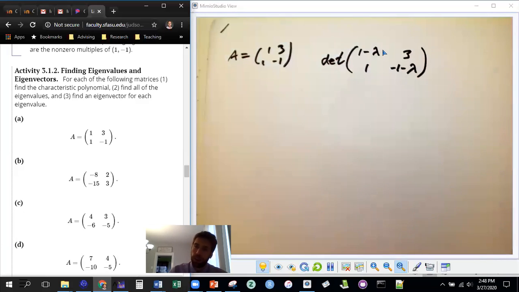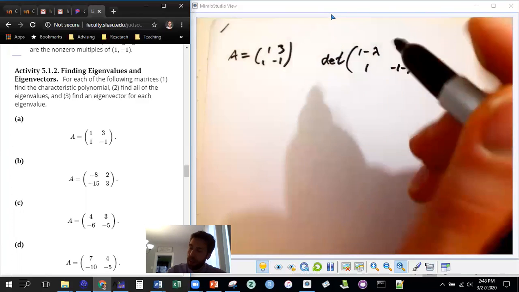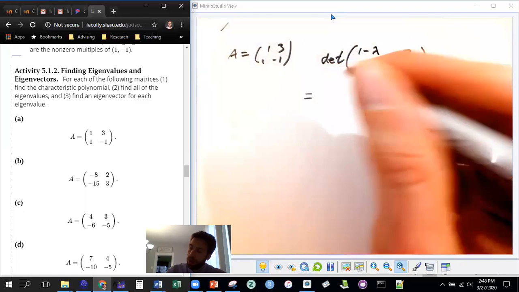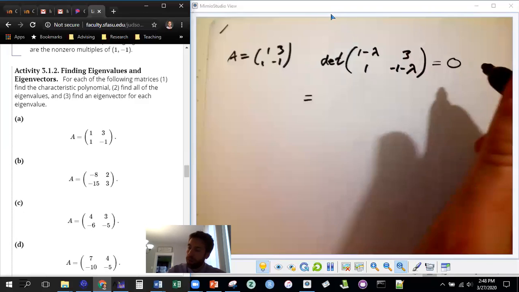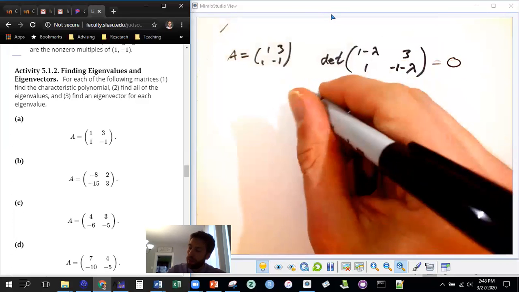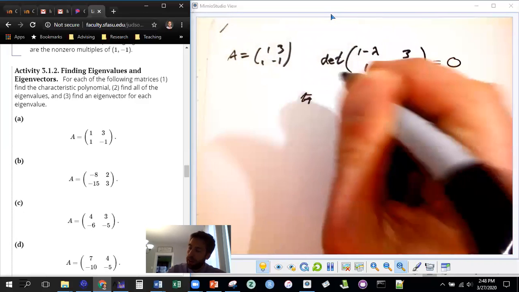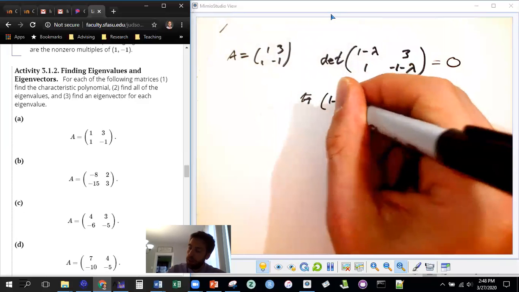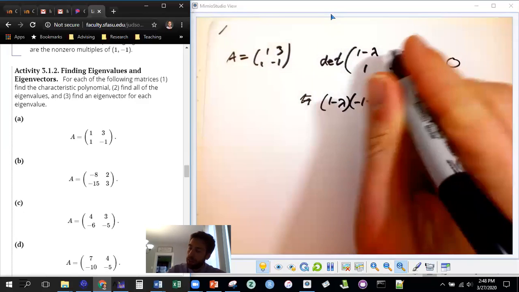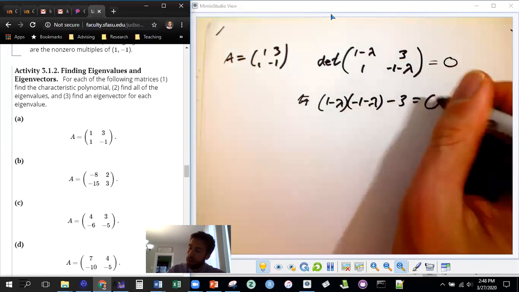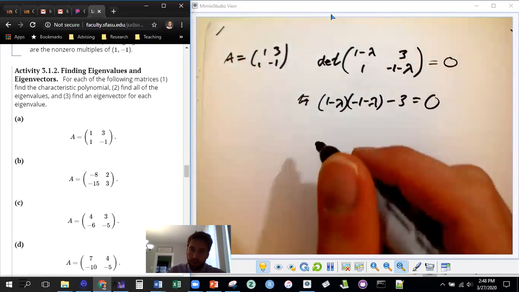Well, the determinant is the diagonal this way minus the diagonal that way, and we set that equal to 0. So that diagonal, 1 minus lambda, times that diagonal, negative 1 minus lambda, and then minus the other diagonal, minus 3, equals 0. So I need to do some foiling.